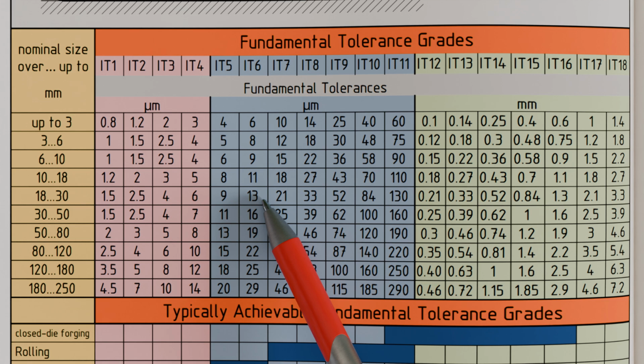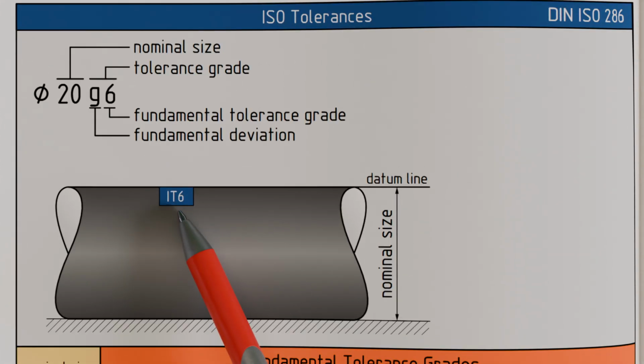Note that ISO tolerances are usually very small and therefore mostly given in micrometers. We now know that for our nominal size with tolerance grade IT6, a tolerance of 13 micrometers must be maintained. However, with this value alone, we cannot yet manufacture the pin in practice. Although we know the height of the tolerance zone, we do not know exactly where it is located.